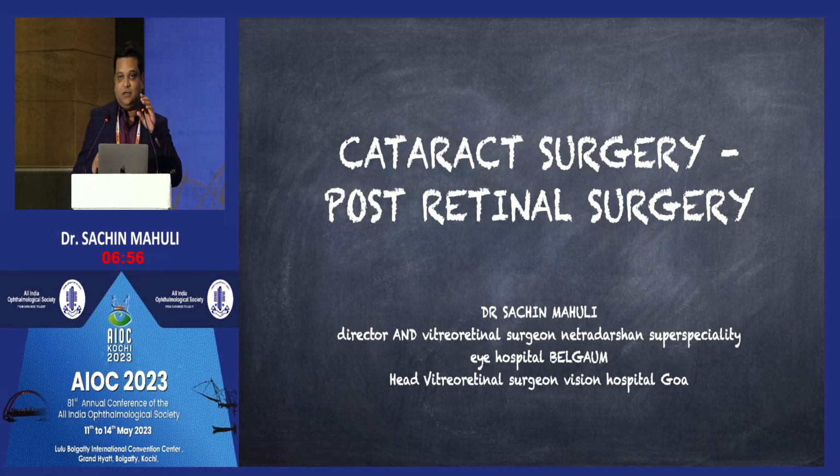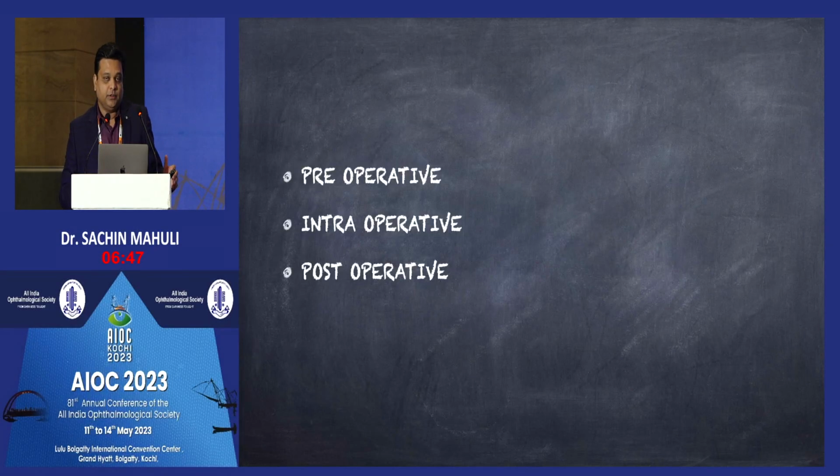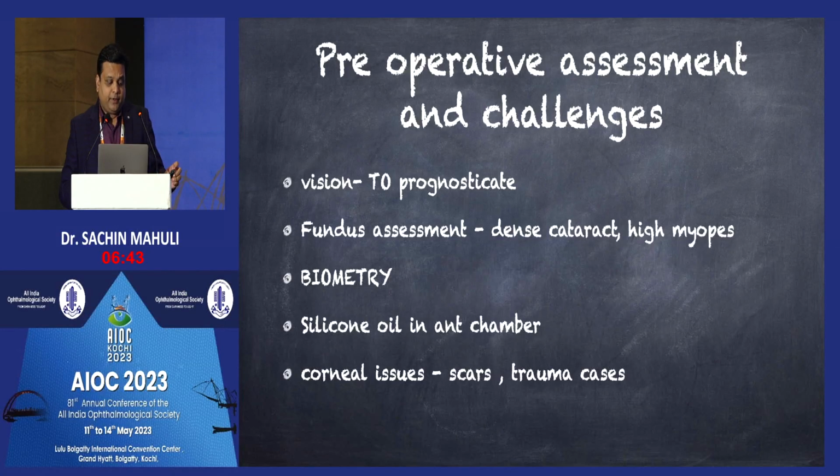So these are the different cases and special case scenarios where you have to do a cataract in post-retinal surgeries, and we'll be discussing the problems we encounter preoperatively, intraoperatively, and postoperatively. Preoperatively, you need to assess the vision properly because we need to prognosticate them. You need to look into the refraction, especially in an oil-filled eye. They will have a hyperopic shift in most of the cases.